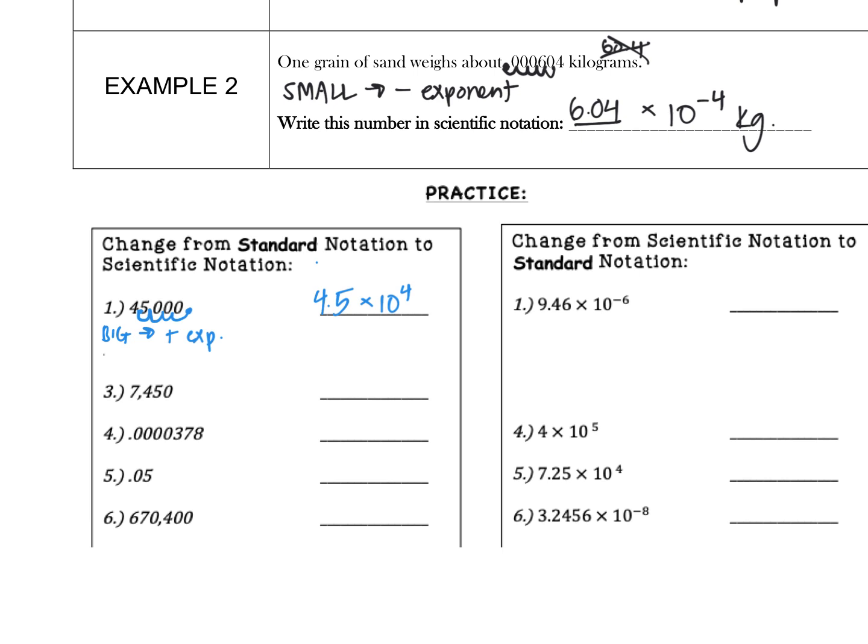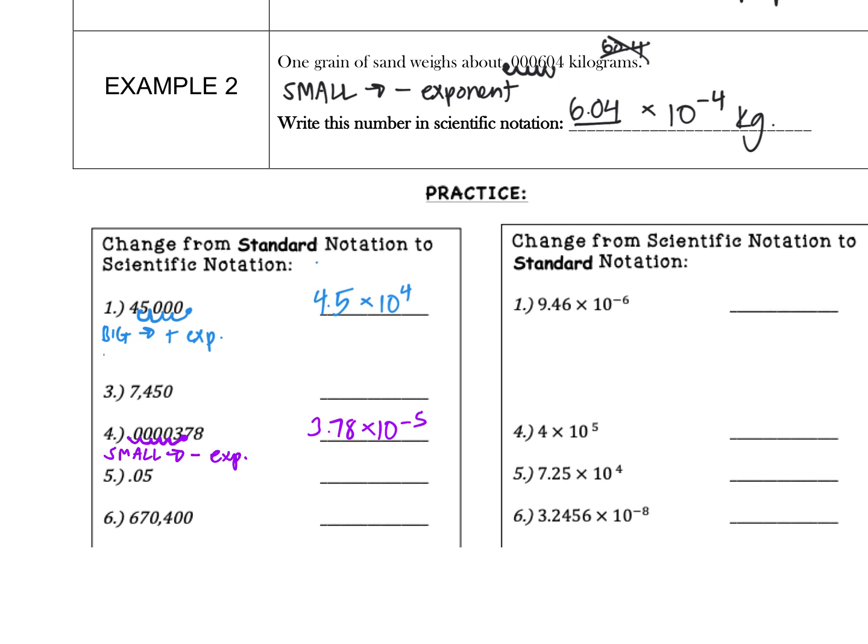Okay, let's look at number 4. Number 4 is a really small number. So small number means it's going to be a negative exponent. So I know it's times 10 to the negative power of something. And I'm going over how many times? 1, 2, 3, 4, 5 to get a number in between 1 and 10. So 3.78 times 10 to the negative 5th power.